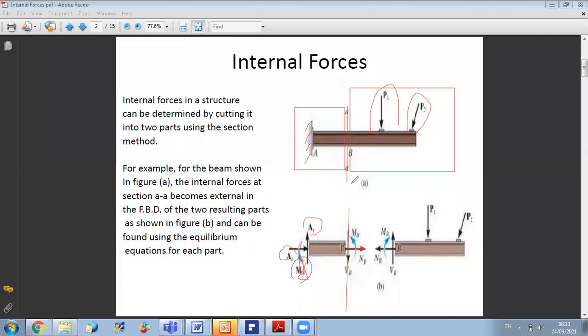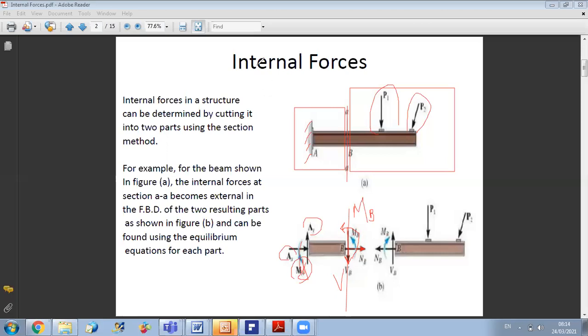Once I know them, when I do the cut, to find the internal reactions, we have the normal force, which is causing tension to the beam. This force is called the shear force, and the symbol of it is V. And we have what is called the bending moment, which will tend to bend the structure. So it is the bending moment M at B. To calculate these three internal forces and couple, we should write the equilibrium equations. It's just like when I do the cut, the internal forces become external.